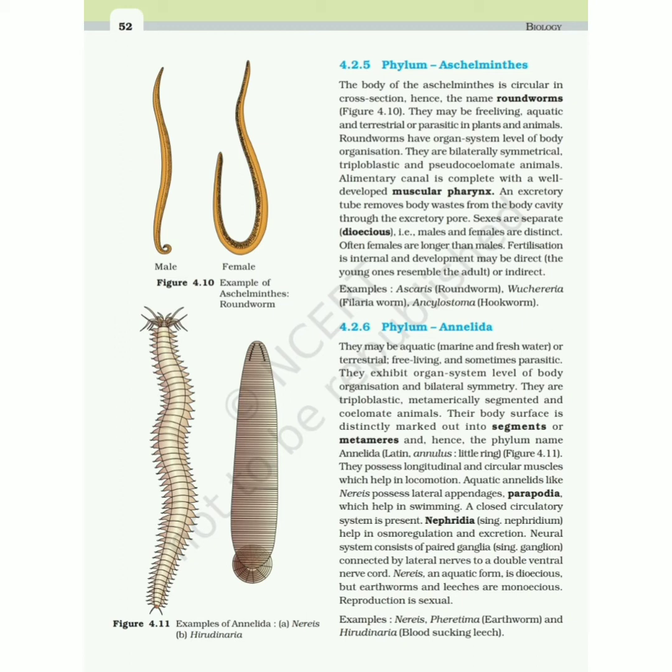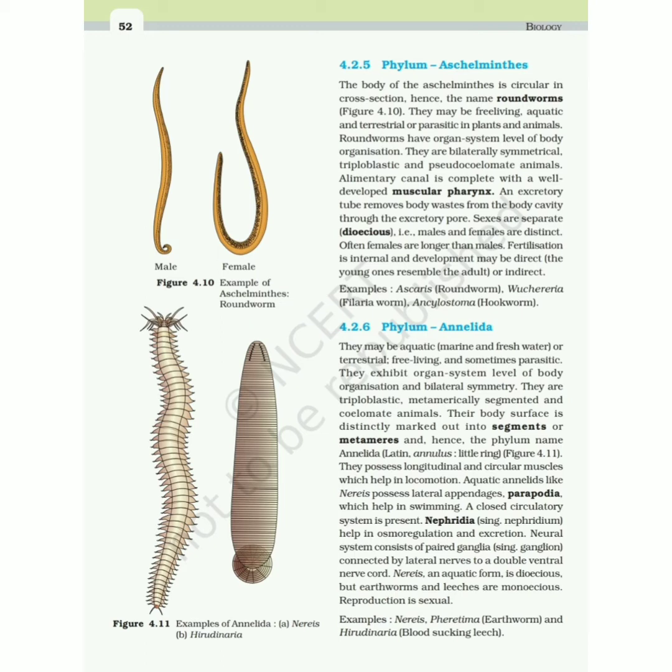4.2.6 Phylum Annelida. They may be aquatic, marine and freshwater or terrestrial, free living and sometimes parasitic. They exhibit organ system level of body organization and bilateral symmetry. They are triploblastic, metamerically segmented and coelomate animals. Their body surface is distinctly marked out into segments or metameres, hence the phylum name Annelida (Latin, annulus, little ring), figure 4.11. They possess longitudinal and circular muscles which help in locomotion.